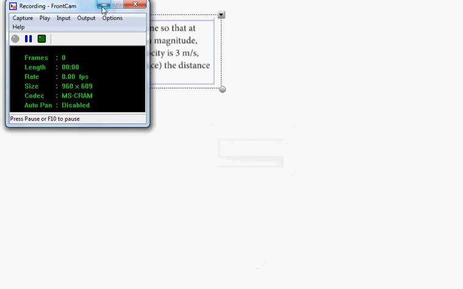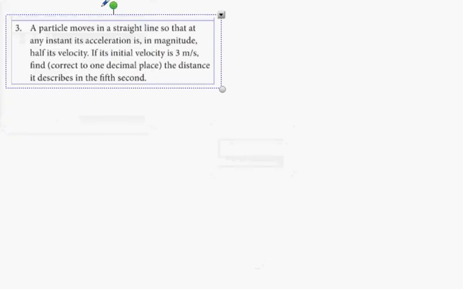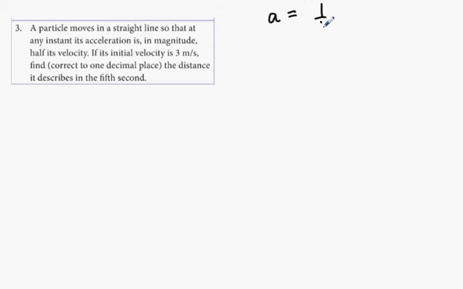What we have here, guys, is a particle moves in a straight line so that at any instant its acceleration is in magnitude half its velocity. So, what we're going to write down here is that a equals a half v. Now, if its initial velocity is 3 meters per second, find correct to one decimal place the distance it describes in the fifth second. Distance in the fifth second.